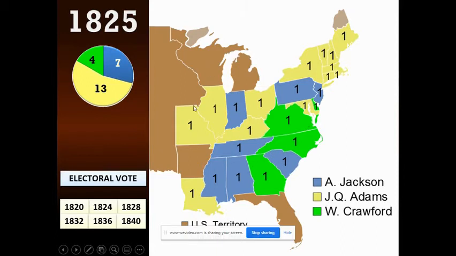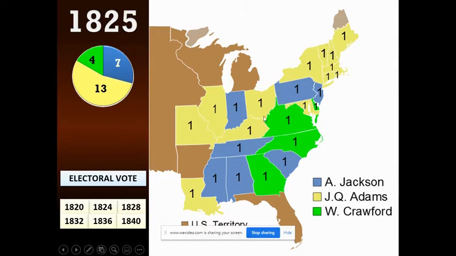However, Illinois, Missouri, Kentucky, and Ohio all swing in favor of John Quincy. One, two, three, four. That puts him right there at nine. And if he doesn't take Maryland or Louisiana, we might see Andrew Jackson take the election of 1825.